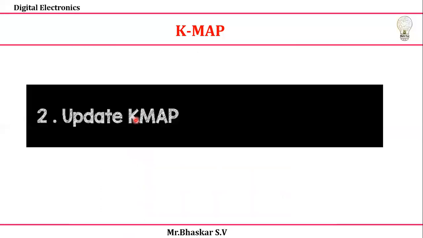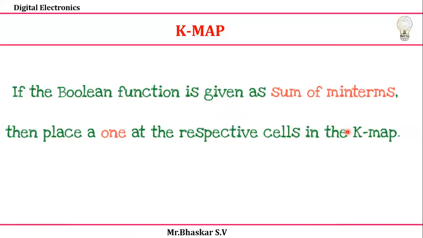Next, update the K-map. Once you have that, you need to update the K-map based on your Boolean expression, whether it is given as sum of product terms or POS form. Based on that, we are going to update our K-map. If the Boolean function is given as a sum of min terms, then place a 1 at the respective cell in the K-map. Keep in mind, if it is given in SOP form, we represent it as 1 in the K-map.